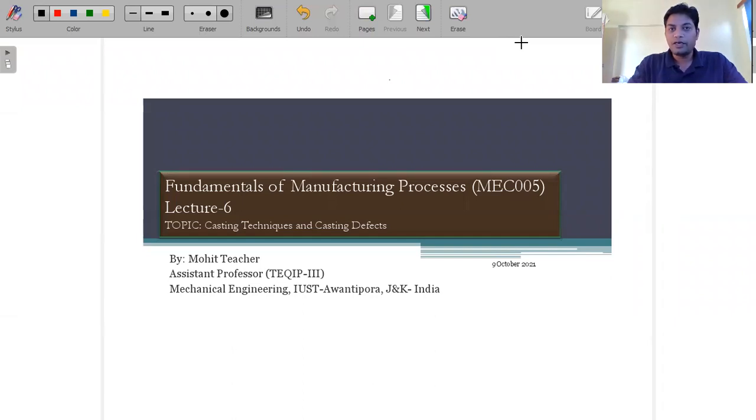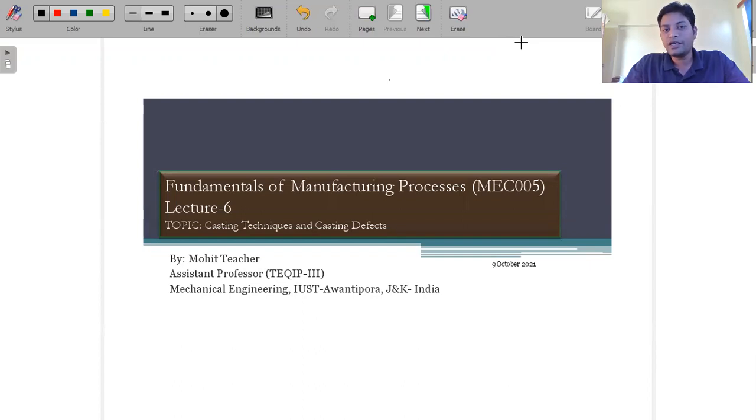Basically two principles are what we are keeping in mind: Bernoulli's theorem that we are applying, and second, the continuity equation. Apart from that, we also discussed the Reynolds number, because for pipe flow, laminar flow is generally considered, so the Reynolds number should be less than 2000. Then we started the designing of the gating system.